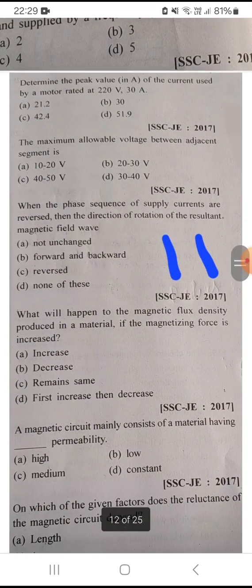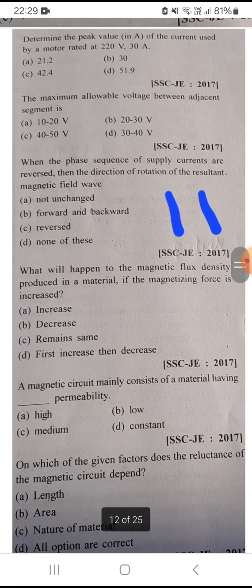Next, determine the peak value of the current used by a motor rated 220 volt 30 ampere. So we know that I is equal to IRMS into root 2, that is 30 into root 2, that is 42.4. Option C is the right answer. Option C, 42.4. The maximum allowable voltage between adjacent segment. Option D, 30 to 40 volt.